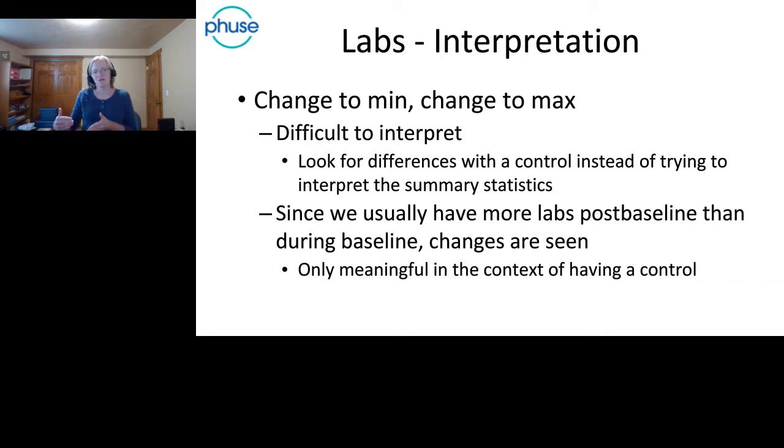So within a treatment, you will see changes, right? You're going to see changes, positive or negative changes for sure. So it's only meaningful in the context of a control and only meaningful in the context of signal detection. It absolutely is a terrible thing for signal communication, right? You would never communicate a signal by giving an average change to min or an average change to max. It is not helpful at all for that purpose, but we do think it is helpful for signal detection purposes.